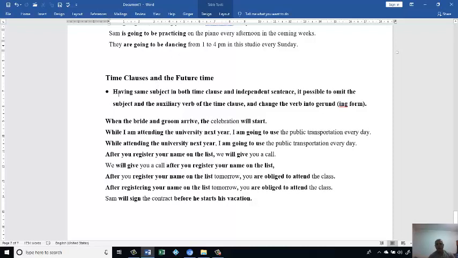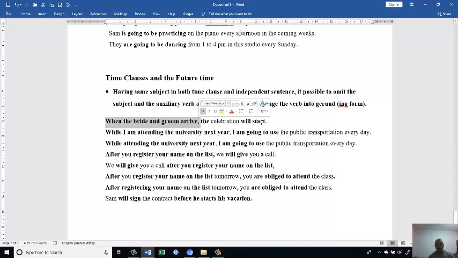There are some rules. If we have the same subject in both the time clause and the independent sentence, it is possible to omit the subject and the auxiliary verb of the time clause and change the verb into the gerund, the ing form. Let's look here. When the bride and groom arrive, the celebration will start. Here we have the subject, the bride and groom, but here we have a different subject. That is, we cannot make contraction. But look here.